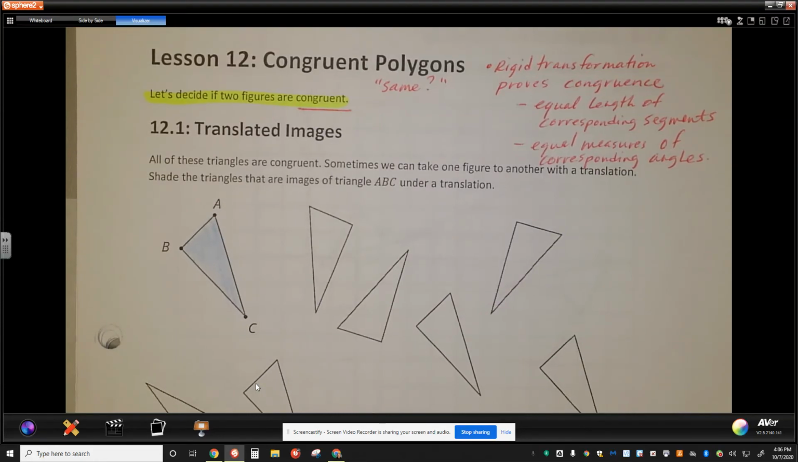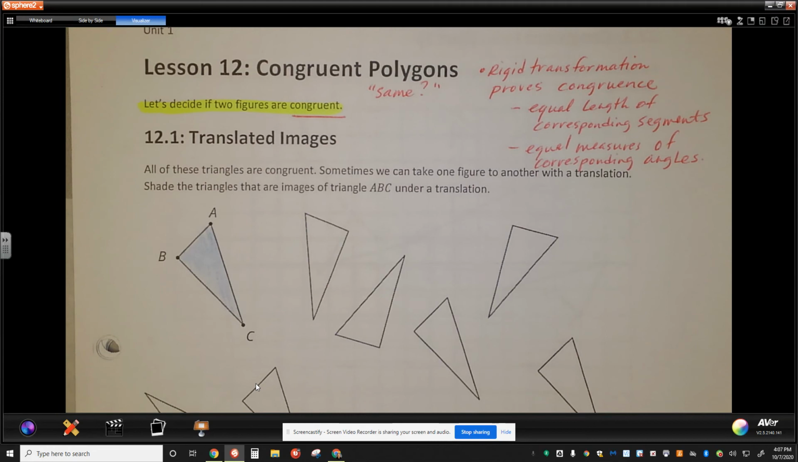Today we're working on Unit 1, Lesson 12. We're continuing our understanding and continue to improve our knowledge of what congruent means. In this case, we've asked ourselves in the last lesson, are they the same? But we needed to have a little bit clearer direction on what the same actually means.